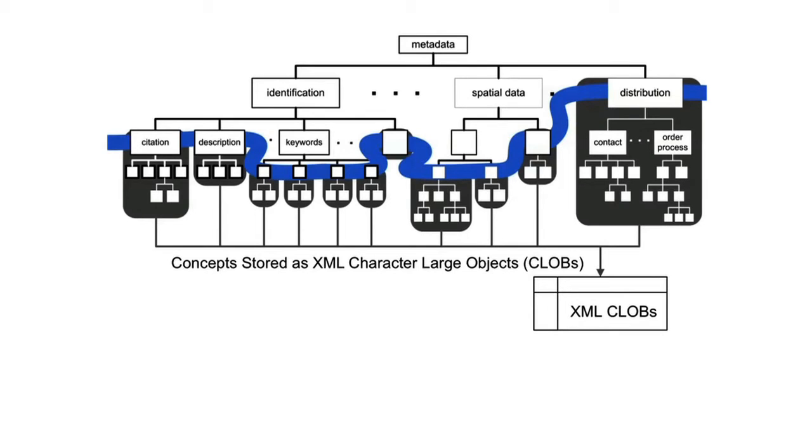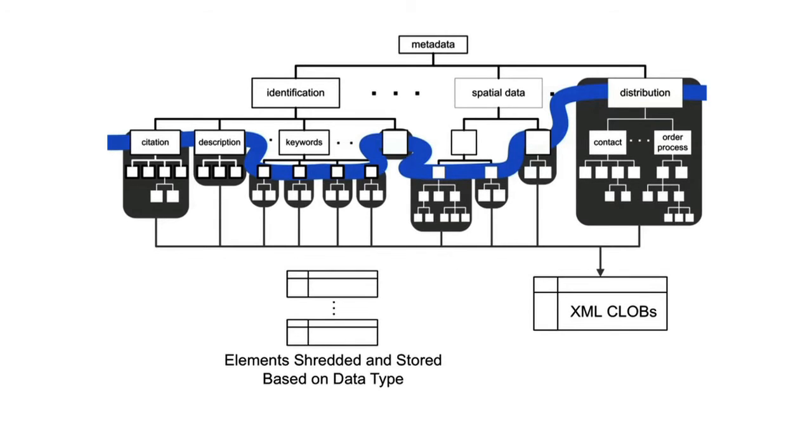As the data is coming in, the first thing we do is we parse it into these concepts, and we store what's known as a character large object, or CLOB. We store a chunk of XML for each of those concepts in the database. We push all of the namespaces down, so each CLOB that's in there contains everything it needs. What we also do is we take the leaf elements and we shred that metadata. We're parsing it apart and we're storing each of those leaf elements in the database as very strongly typed data based on their data type. And that's bringing those elements into the database.